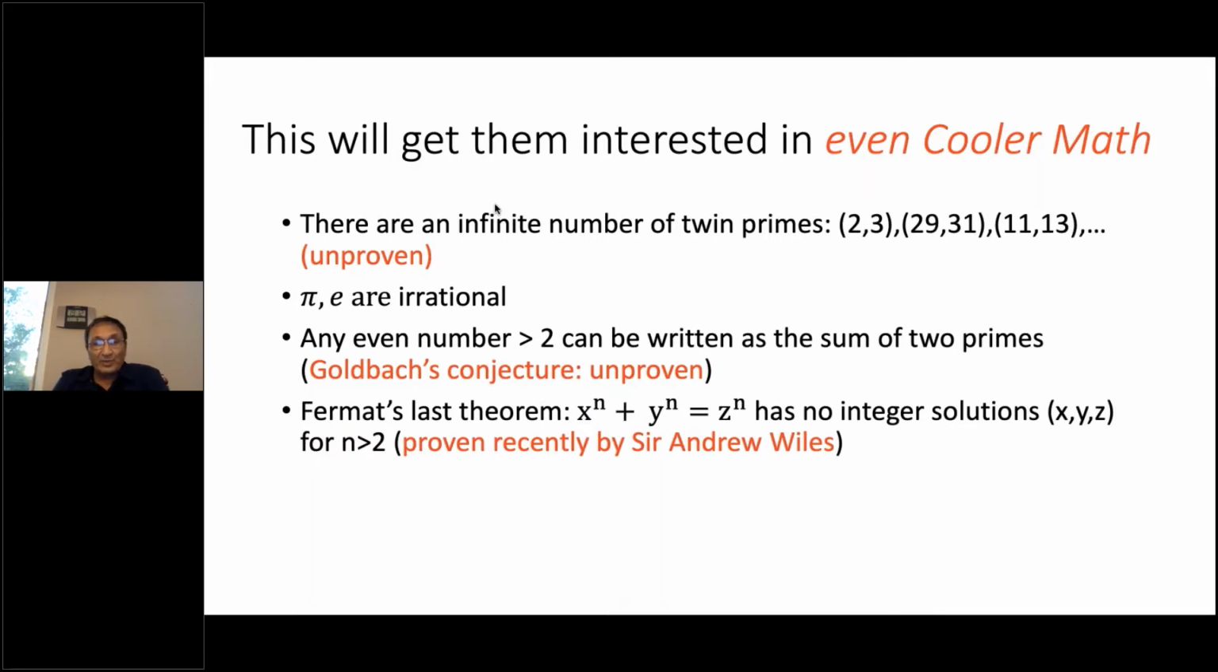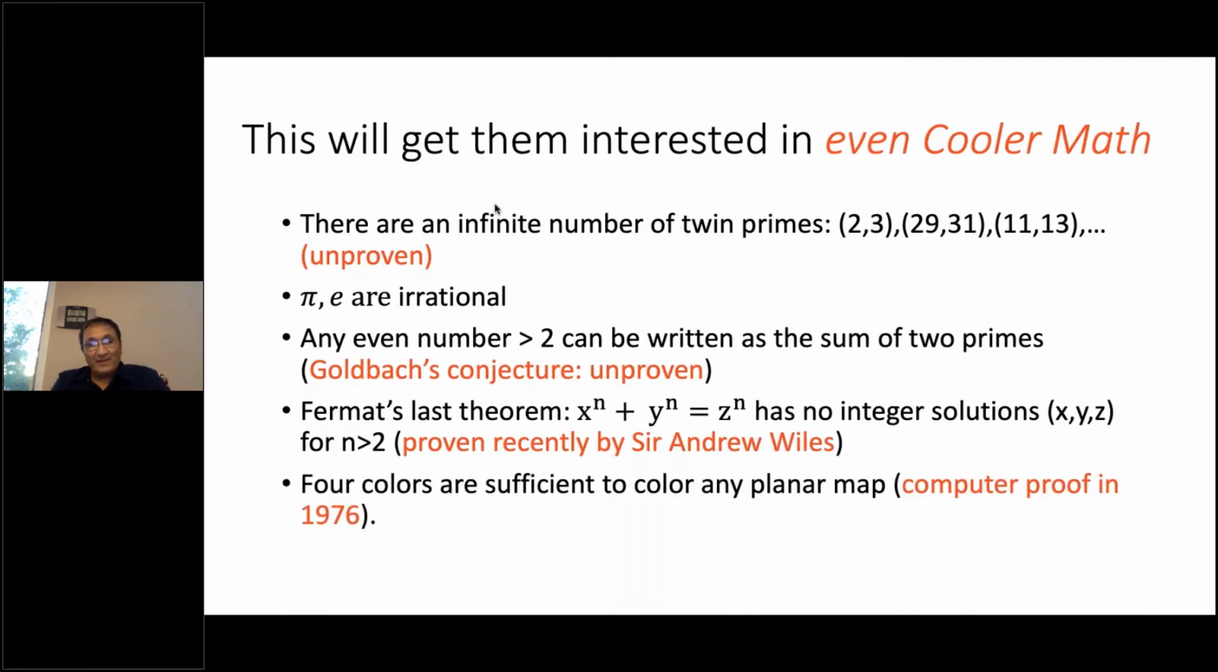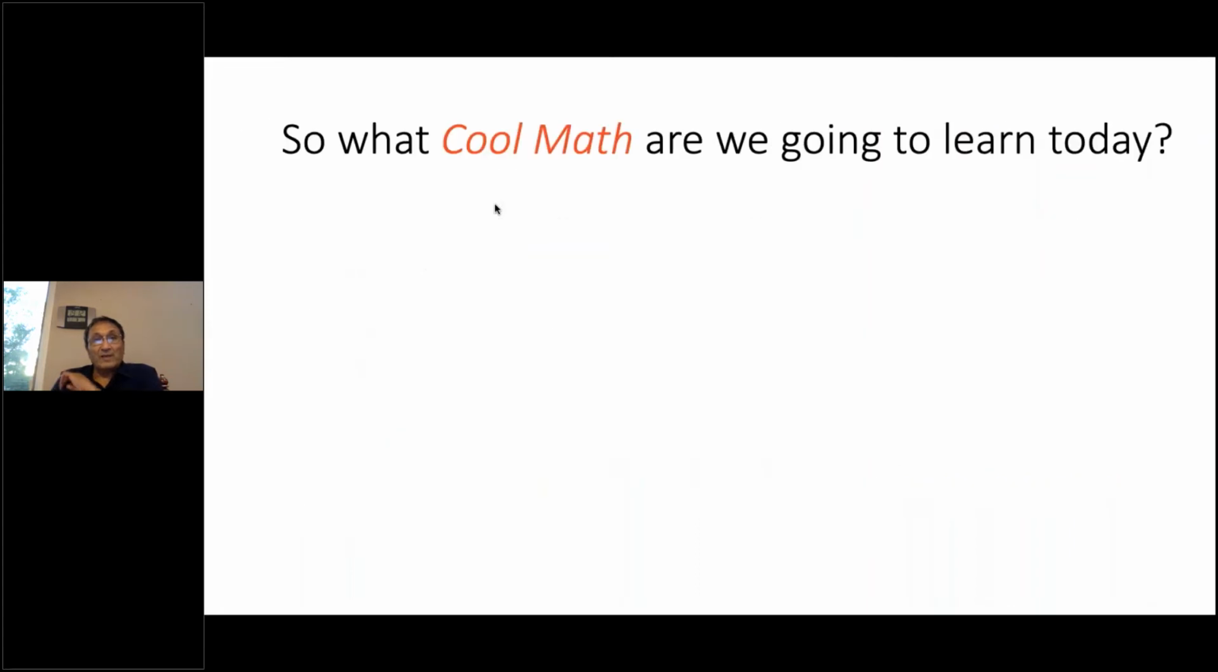Fermat's last theorem, which is that this equation x to the n plus y to the n equals z to the n has no solutions for n greater than 2, was recently proven by Professor Andrew Wiles when he was at Princeton, but now that he's at Oxford, he has been knighted by the Queen, and he is now Sir Andrew Wiles. And then there's the 4-color problem. That 4 colors are sufficient to color any planar map. There's a computer proof of that, and then subsequently there have been analytical proofs as well. So you asked me, what cool math are we going to do today?